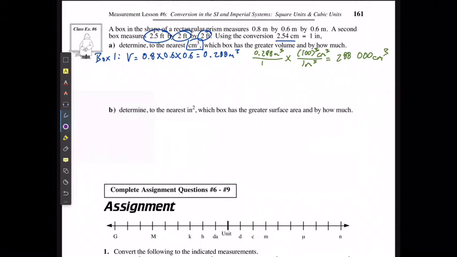For box 2, the volume is going to be 2.5 by 2 by 2, which would give me 10 cubic feet. Now I need to convert this into centimeters cubed. So, how am I going to do this? I'm going to convert the feet into inches.